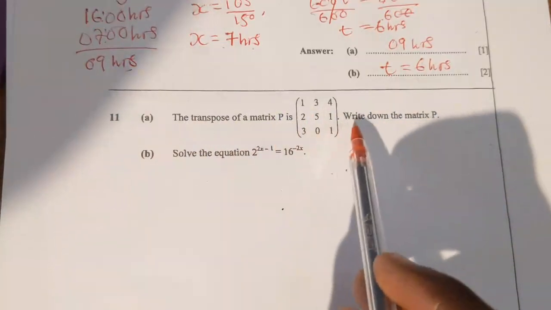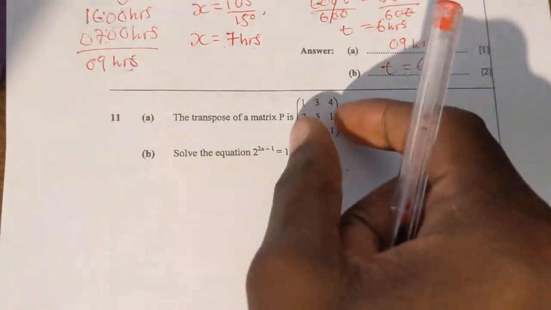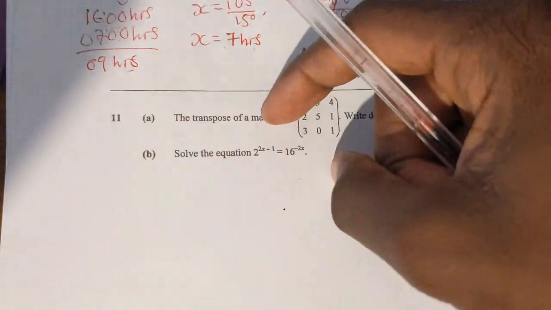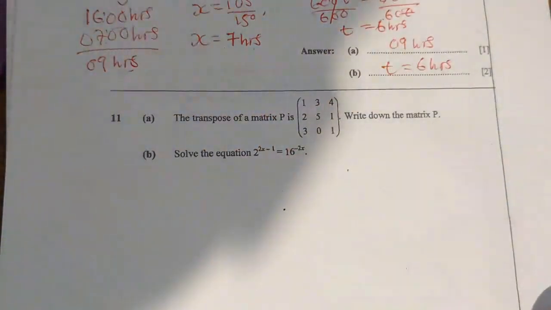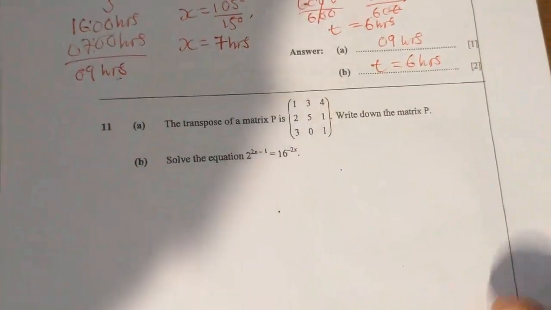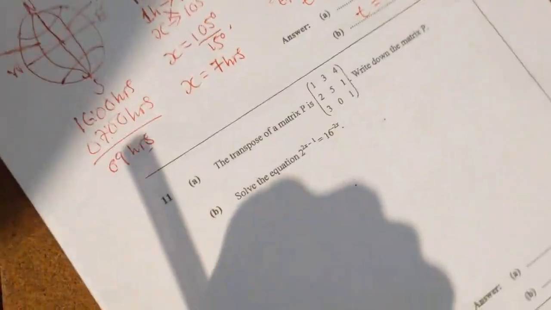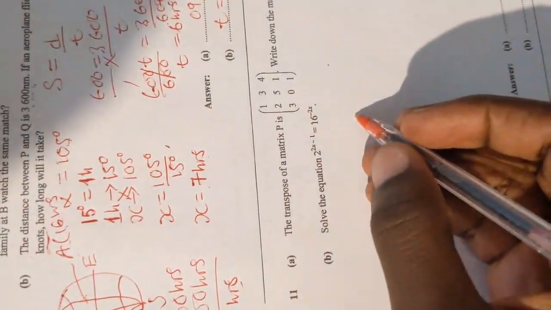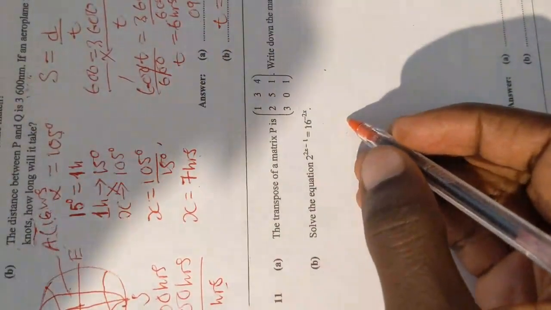Okay, so now they are saying that you should write down the matrix. So what you do is you just turn this way. When you're finding the transposes, turn it like that, but this time you turn it anti-clockwise like this. Okay, like that. All right, so this is the simplest. For those under my teaching, I taught you how to do this.